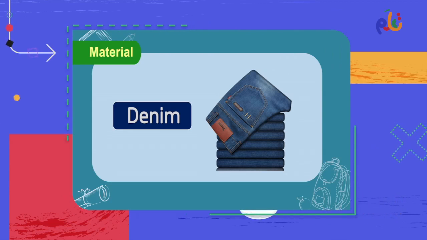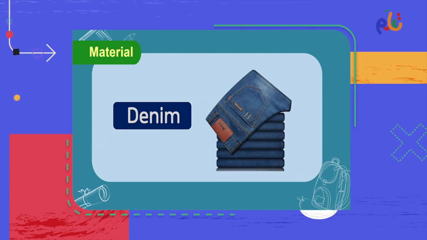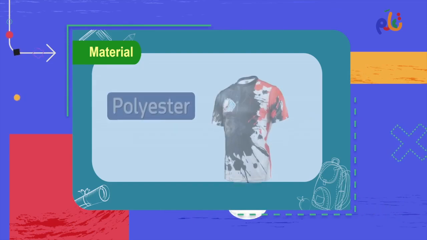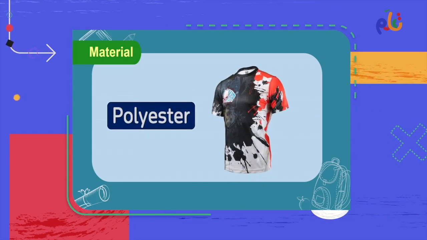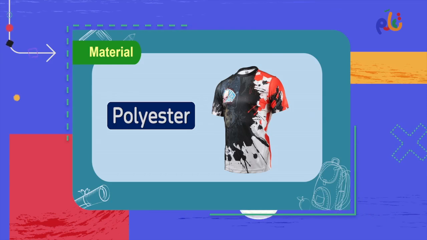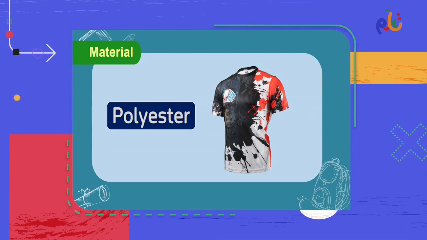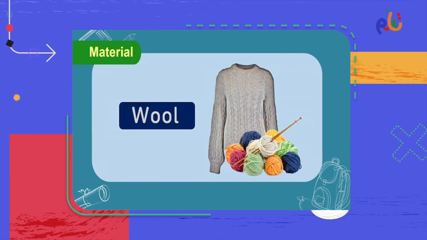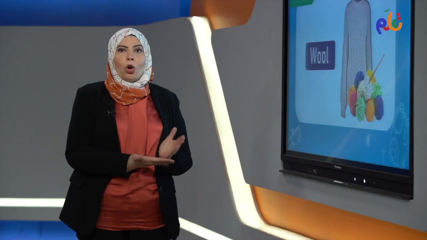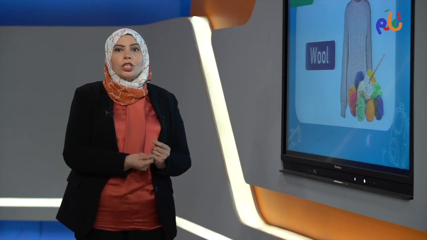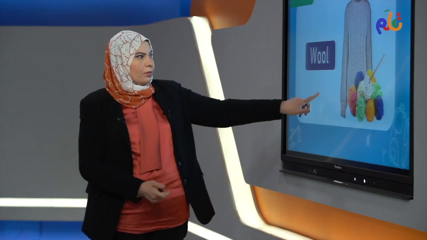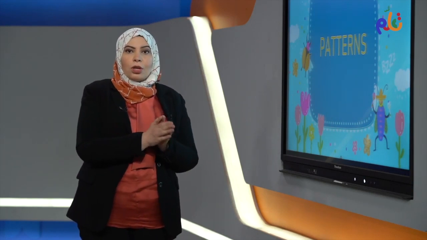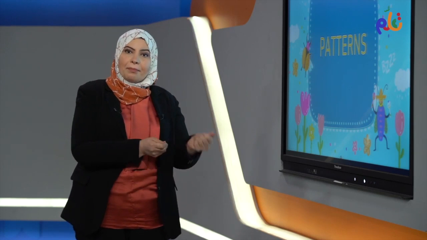And we have denim. Denim is the original material of jeans. And we have polyester, which is both in Arabic and in English, polyester, which is the same. And we have wool, which is الصوف أو الأصواف عموما. So this is the first thing that can help me speak about clothes. So we can describe the material.